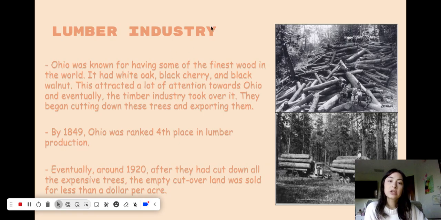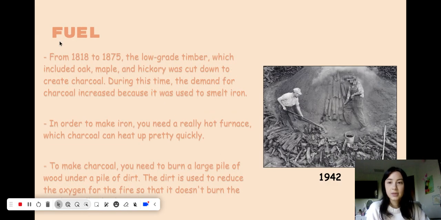The lumber industry, Ohio had really fine wood. So the timber industry eventually took over this and began cutting down these trees and exporting them. And then by 1849, Ohio was ranked 4th place in lumber production. But as you could probably tell, by 1920, they had removed all these beautiful trees, and they were left with no more expensive trees, so they sold the land for less than $1 per acre. Here's some pictures of how much wood they took.